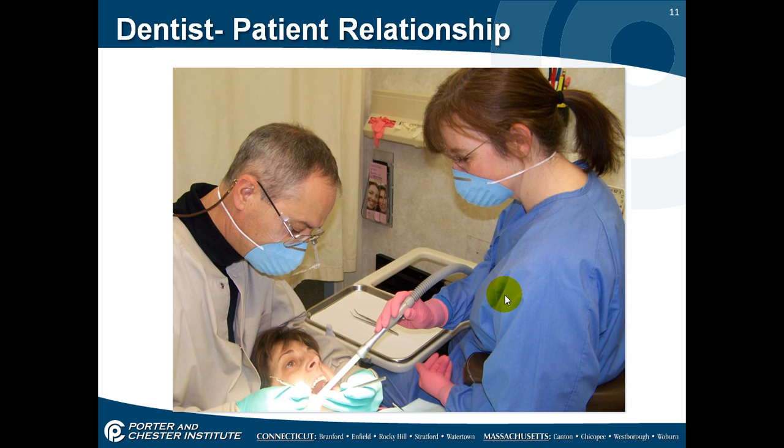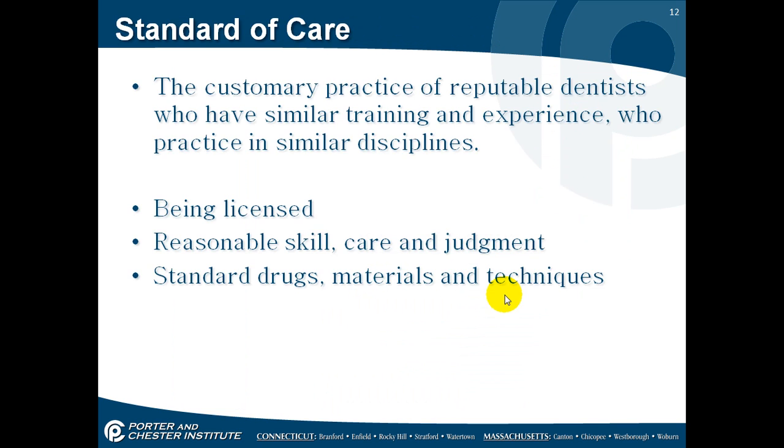So legally, what's the relationship between the dentist and the patient? So there's a standard of care. And that all depends, and it's kind of a gray area here, because it really depends on what's customary for this area. This is normal practice out here in East Cupcake compared to over there where there's a lot of dentistry. So the standard of care may be different, but always, being licensed, it would be reasonably skilled care and judgment, and the standard of drugs and materials. So those basics are always there.